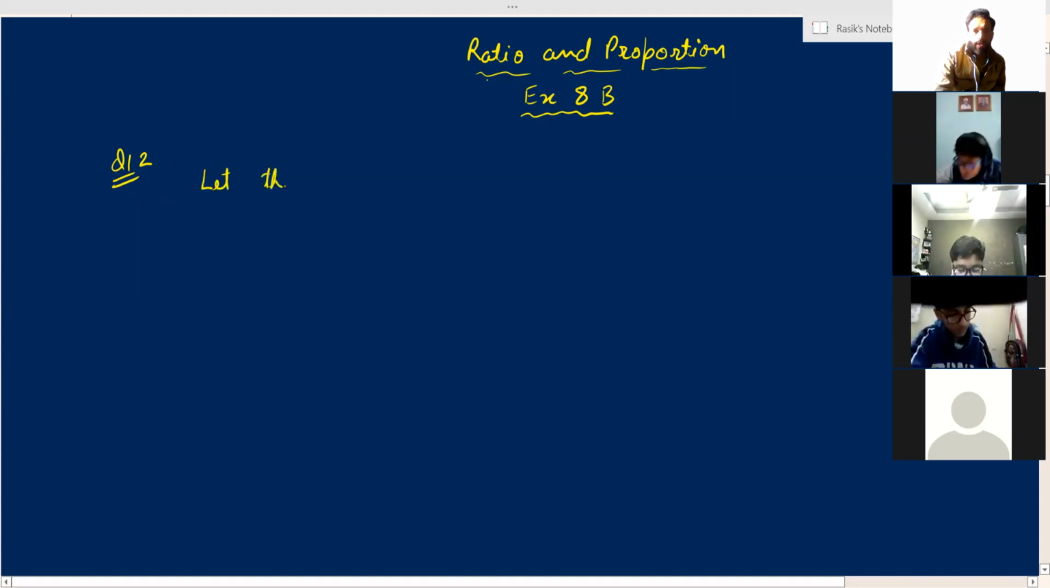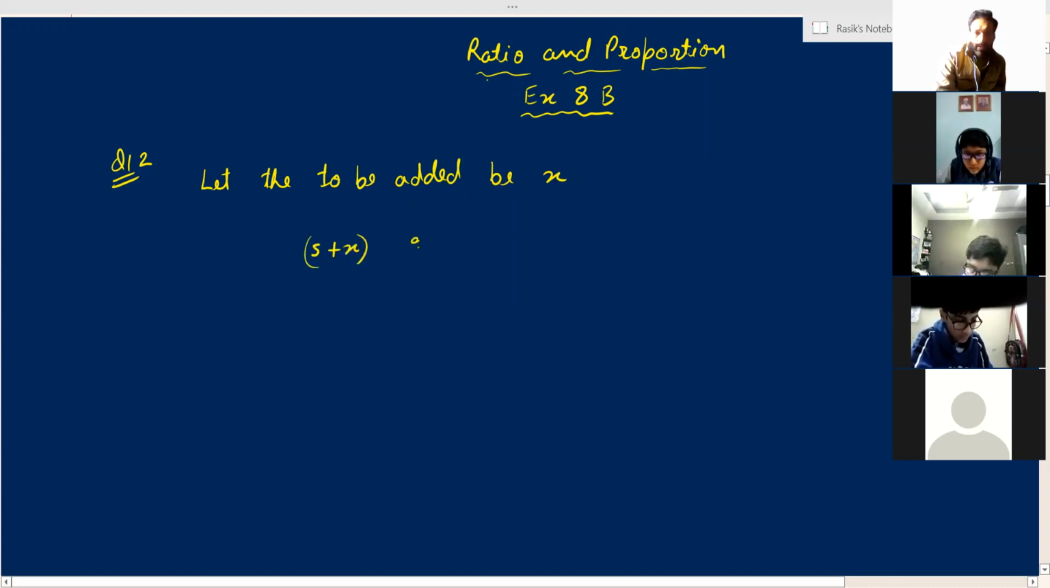Now after adding x, what will happen? The first number will become 5 plus x. The second number will become 9 plus x. The third number will become 7 plus x. And the fourth number will become 12 plus x. You have to add the same number in all the four numbers.